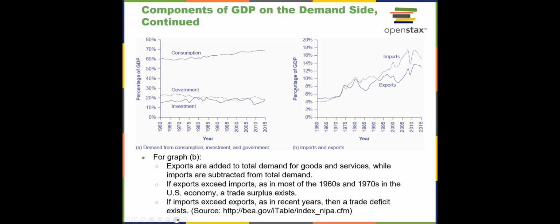Now let's talk about exports and imports. Exports are added to the total demand for goods and services, while imports are subtracted. The reason is that GDP has a geographical proximity. So we want to calculate the total production which is produced inside the country. As you know, imports are produced outside the country, so they shouldn't be included in the GDP. If exports exceed imports, as in most of the 1960s and 1970s in the US economy, there is a trade surplus. But if imports exceed exports, as in recent years, then there is a trade deficit.